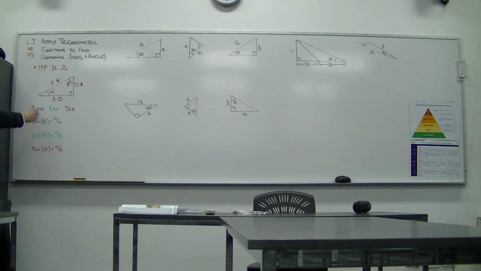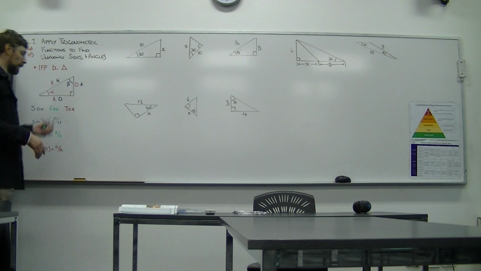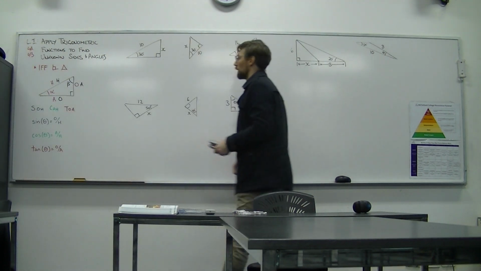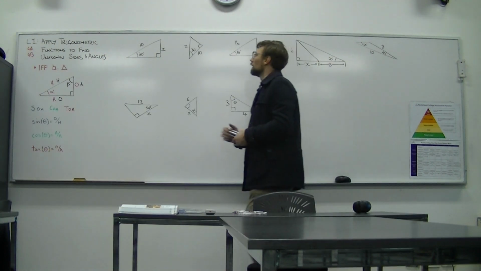Fantastic. Okay. SOH CAH TOA, if you remember it: sine equals the opposite over the hypotenuse, hence SOH. CAH, cos of theta equals the adjacent over the hypotenuse, and tangent of the angle equals opposite over adjacent. Beautiful. Hopefully that's very familiar, but it's maybe slipped your mind in the last couple of days.